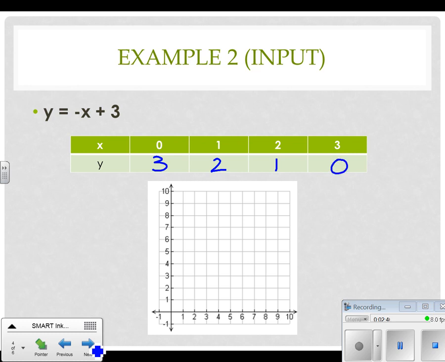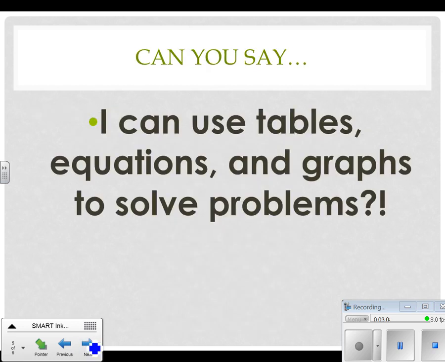Now we're going to graph these ordered pairs. 0, 3, 1, 2, 2, 1, 3, 0. Connect them. You can see that is a line. Y equals the opposite of x plus 3 is a linear equation. Can you say I can use tables, equations, and graphs to solve problems?